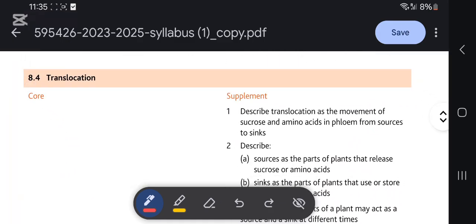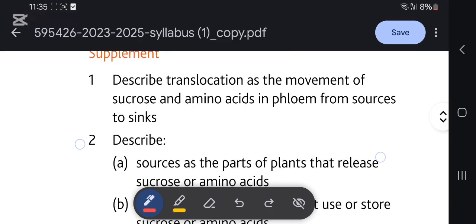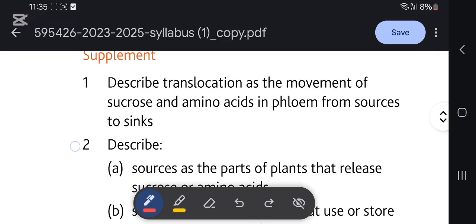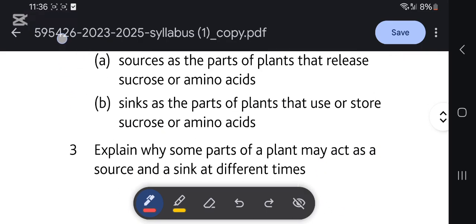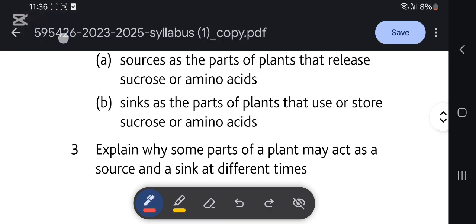Now moving to translocation. Translocation is the movement of sucrose and amino acids in the phloem from source to sink. Source is the parts of the plant that release sucrose and amino acids, and sink is the parts of the plant that store the sucrose and amino acids.